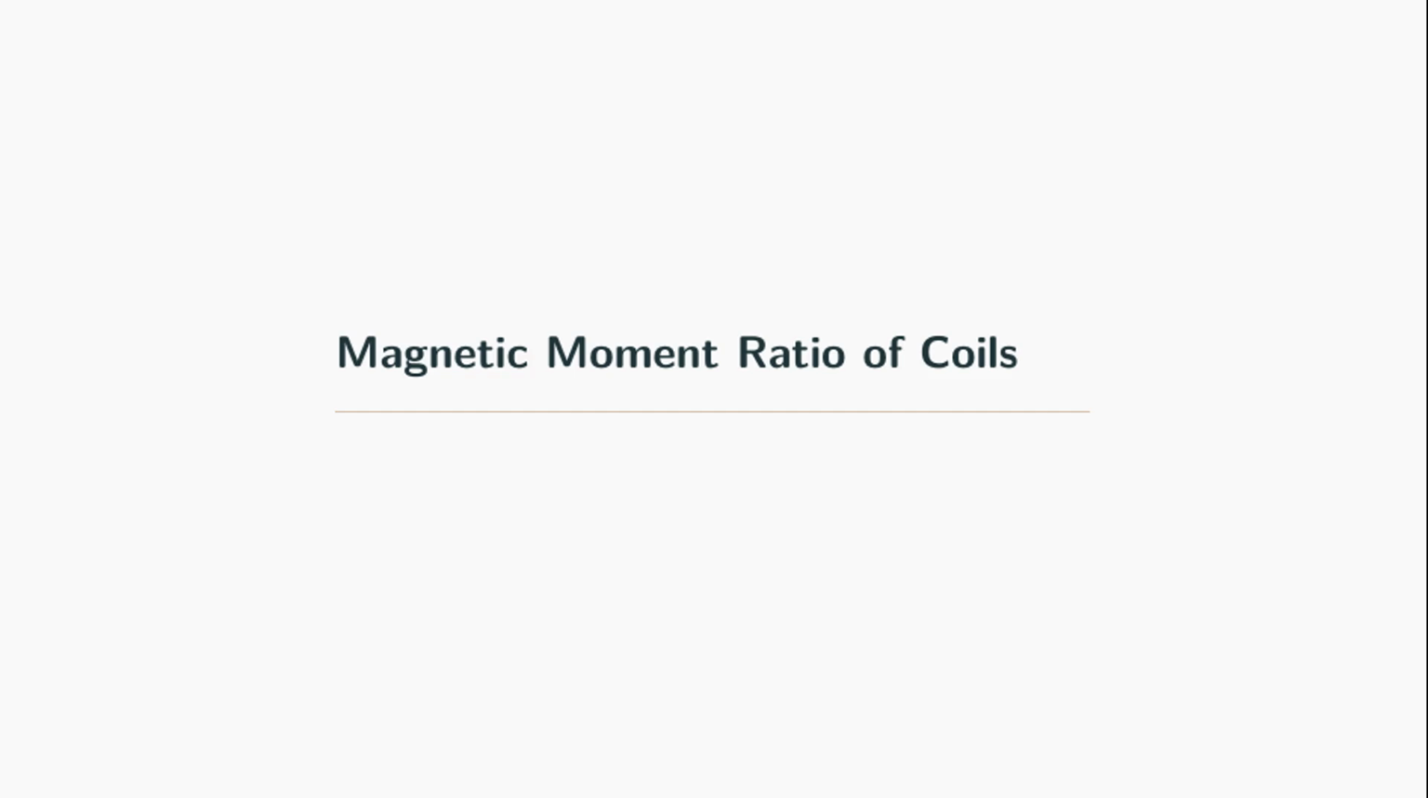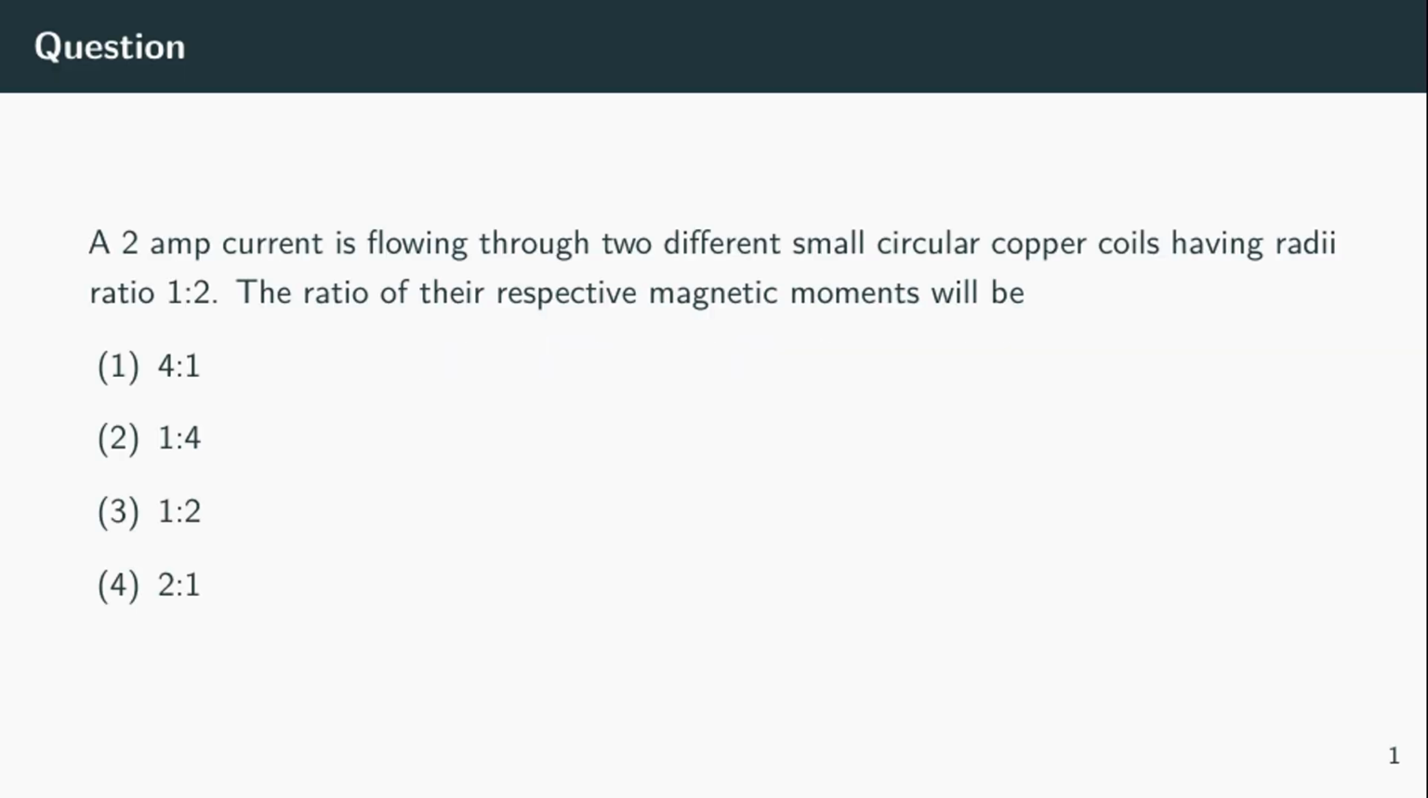Okay, let's talk about the magnetic moment ratio of coils. Here's the question we are looking at. A 2 amp current is flowing through two different small circular copper coils. They have a radii ratio of 1 to 2. We need to find the ratio of their respective magnetic moments.